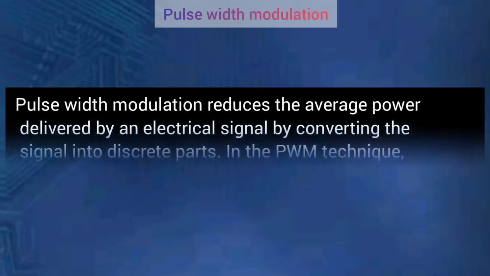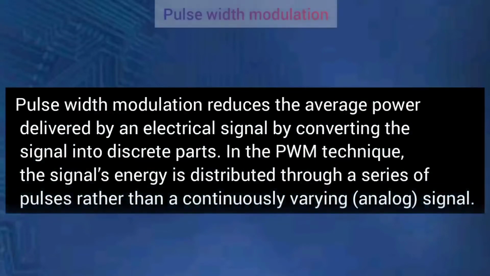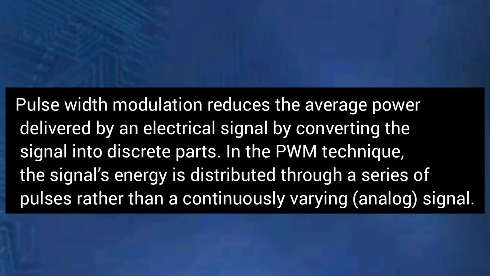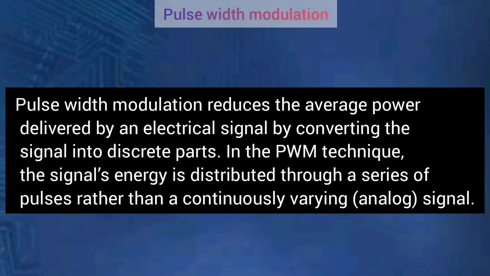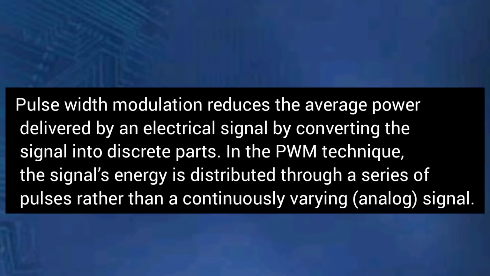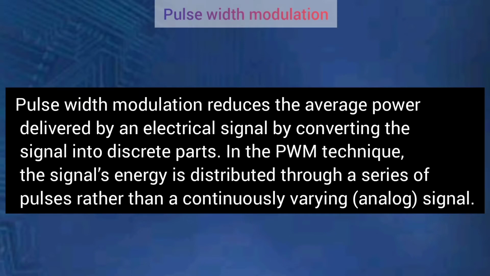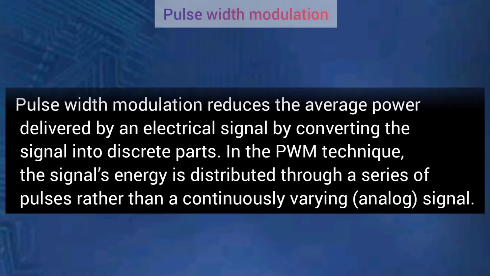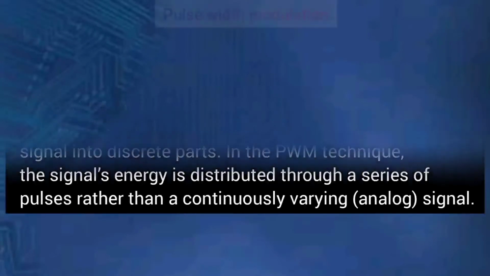First we see the definition. Pulse width modulation reduces the average power delivered by an electric signal by converting the signal into discrete parts. In the pulse width modulation technique, the signal's energy is distributed through a series of pulses rather than a continuously varying signal. Now we go straight to the explanation.